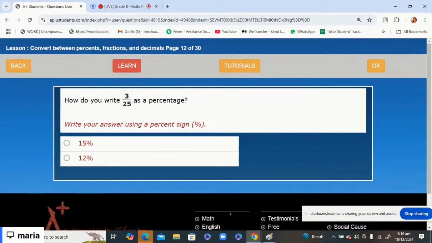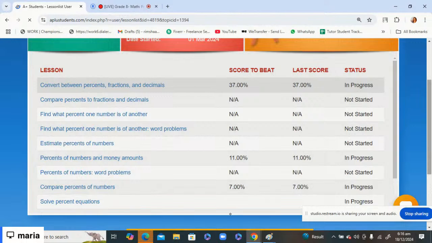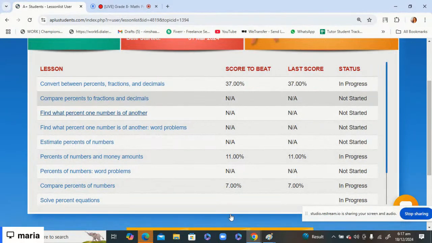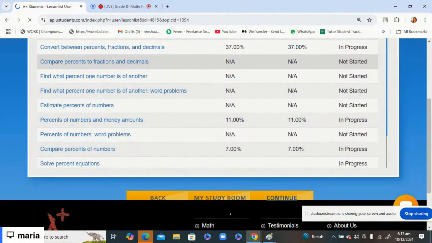Hope you guys understand this lesson. Solve the rest of the test questions regarding this lesson by yourself. Now let's move to the next lesson, okay? Convert percent to fraction and decimal. Now this is one of the best ways to convert the percentage to the fraction and the decimals, okay?